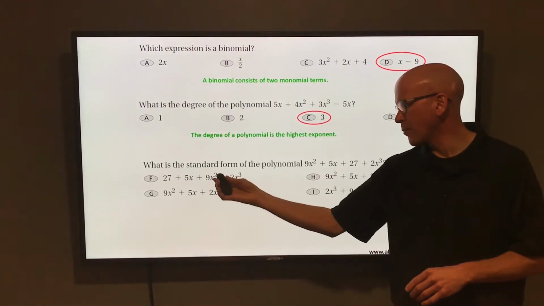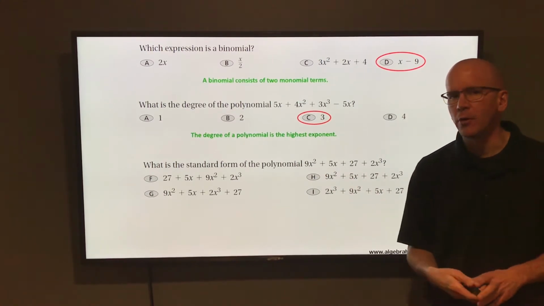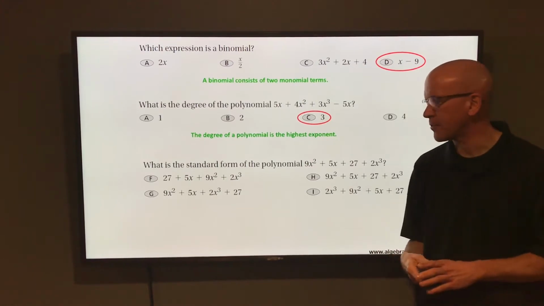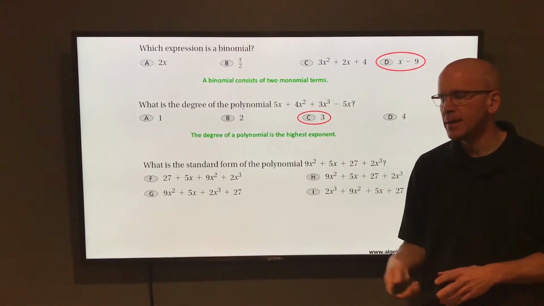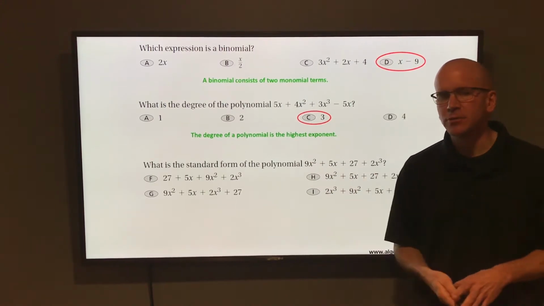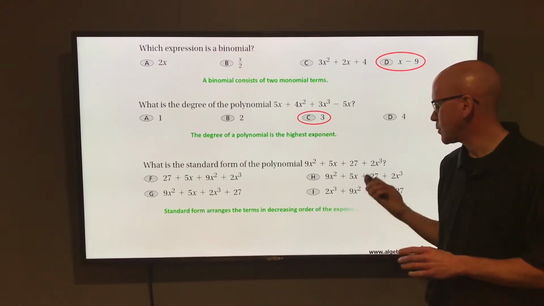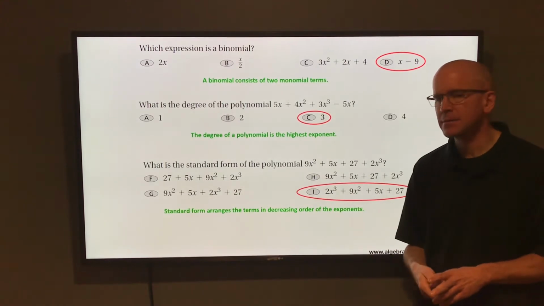What is the standard form of the polynomial? 9x squared plus 5x plus 27 plus 2x to the 3rd. To get that in standard form, you want to get that in decreasing order of the exponents. So start with the highest exponent. So you want to move that 2x to the 3rd out to the front. Then after that would be 9x squared, then 5x, and then the constant term, which is 27. So to get that in standard form, it'd be 2x to the 3rd plus 9x squared plus 5x plus 27. In this case, that's letter I.